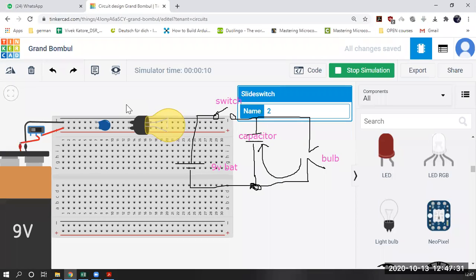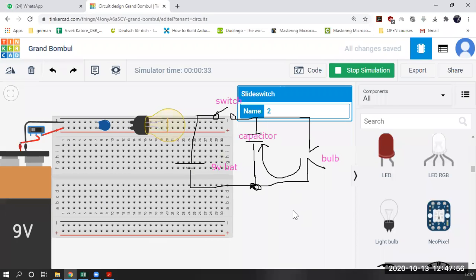So the thing is, don't get worried if you are getting a little confused about the breadboard. As we move on with the projects, we are not going to do very complicated circuits directly. We are going to do simple circuits one by one. So you will get used to it. You will get the whole idea.